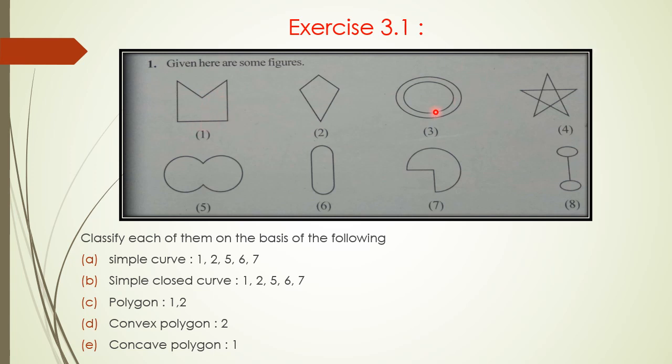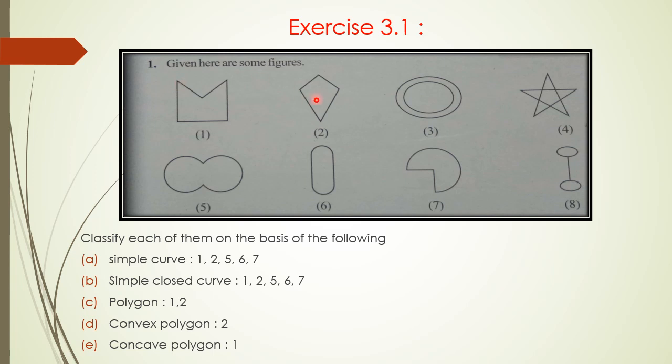Figure 3, 4 and 8 are not simple figures because we cannot draw them without lifting the pencil, and figure 4 and 8 have crossing points. Second one, simple closed curve. What is meant by a simple closed curve? A simple curve which starts from one point and ends at the same point is called a simple closed curve.